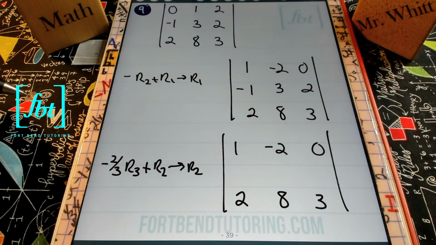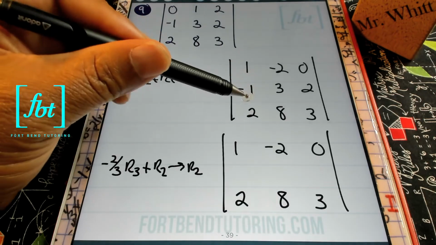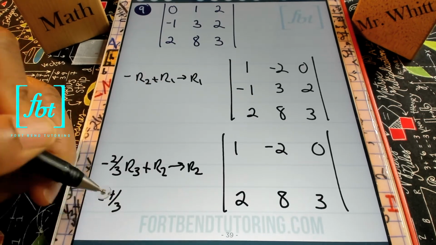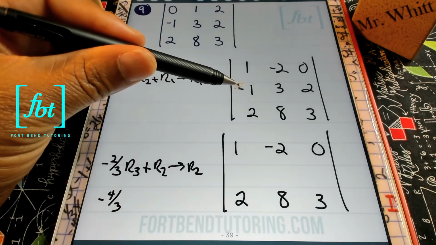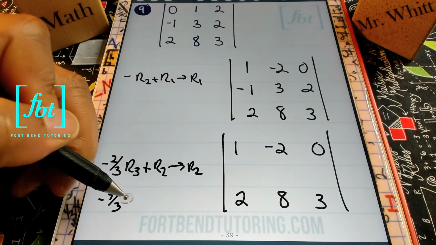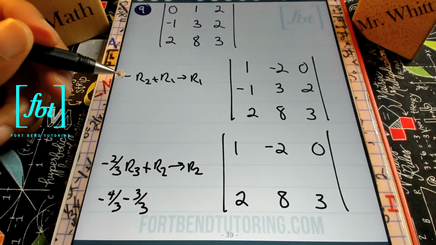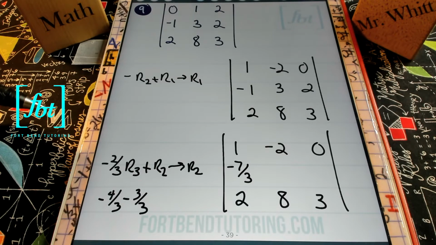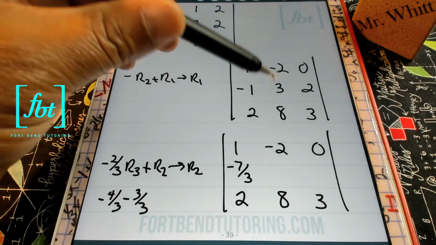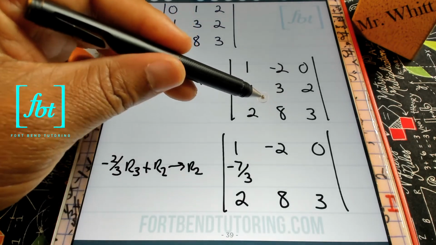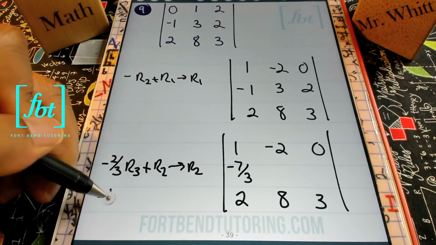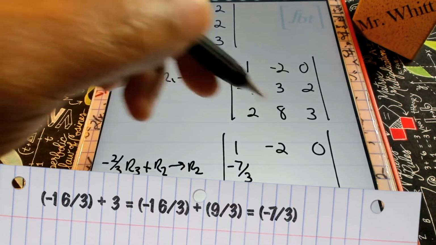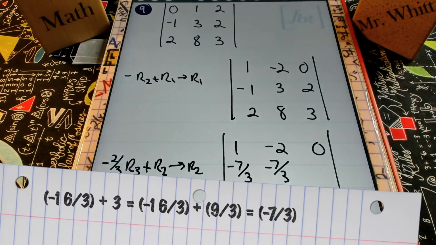From here, I'll be multiplying 2/3 times 2. That gives me -4/3. And then I want to combine that with -1. Well, -1 is -3/3 in this case. So I'll end up with -7/3 for this term right here. Then I'm going to be multiplying -2/3 times 8. So -2/3 times 8 gives me -16/3. And then combining that with 3, this gives me another negative 7/3.